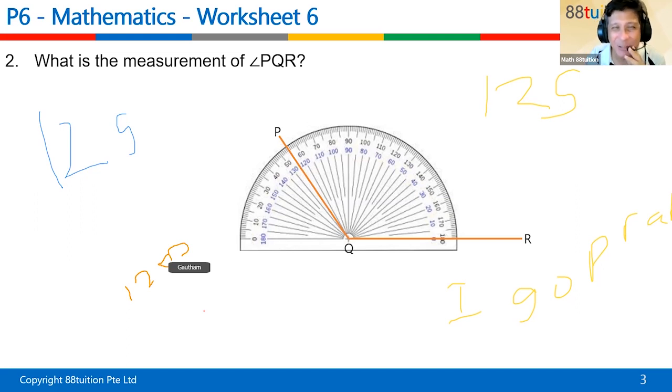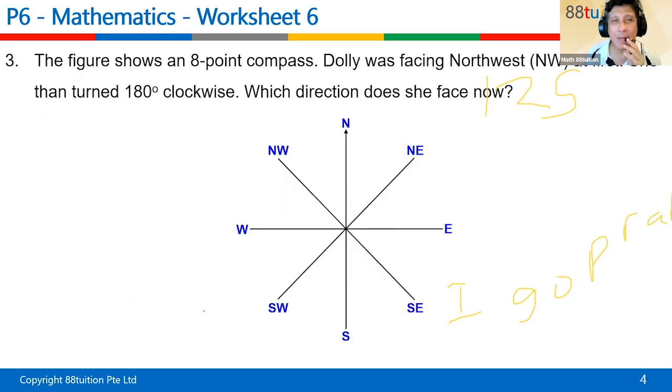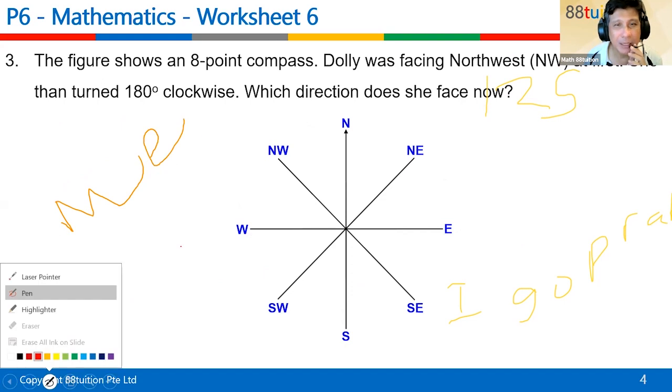Okay, Gautam 125 as well. Good. So much for measuring angles. Let's move on to 8-point compass. What we have here is an 8-point compass, and they already put down all the directions for us, right? So we definitely know where our north is. Our north is pointing upwards.